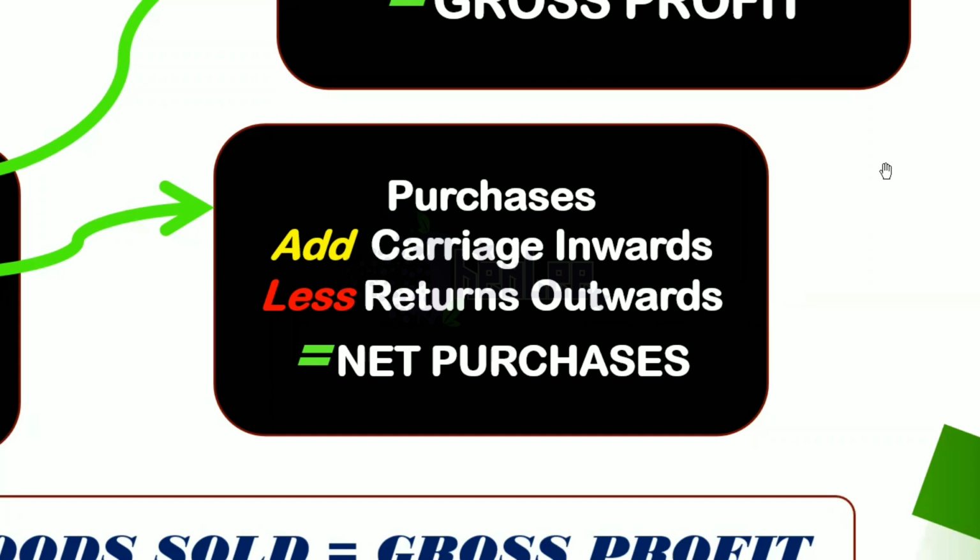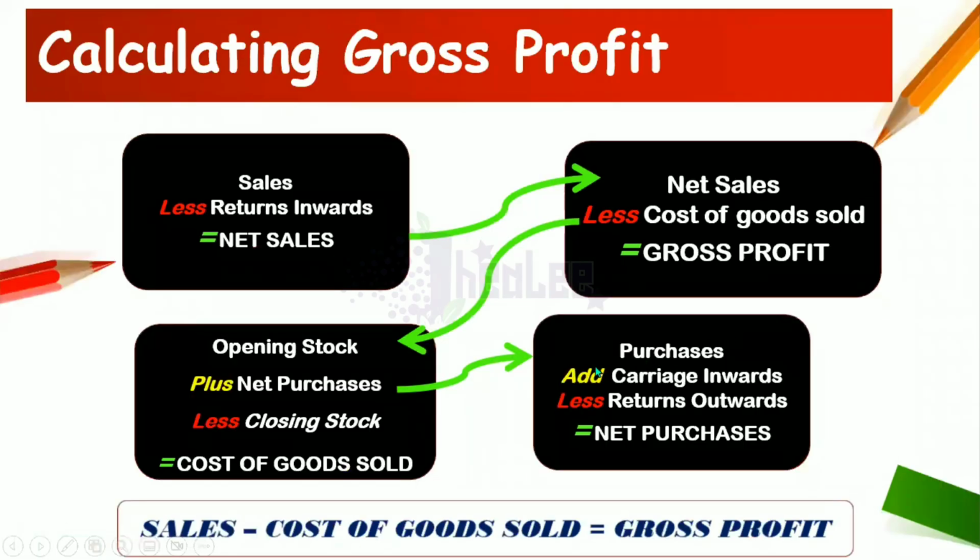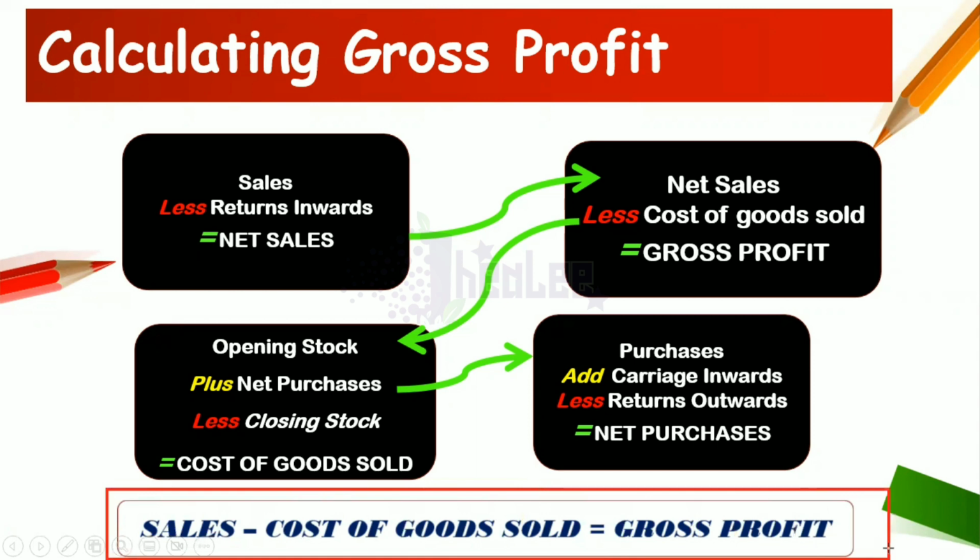Now, once you have your net purchases, people, you then add that to opening stock, less your closing stock, and that gives you your cost of goods sold. And once you have your cost of goods sold, people, it means that you're able to generate your gross profit. And do remember that your gross profit is simply sales less cost of goods sold. So gross profit is sales minus cost of goods sold.